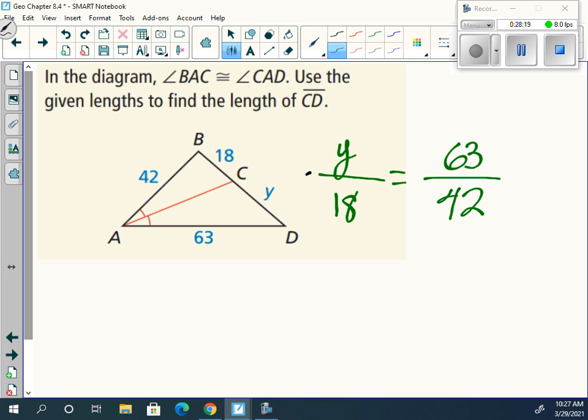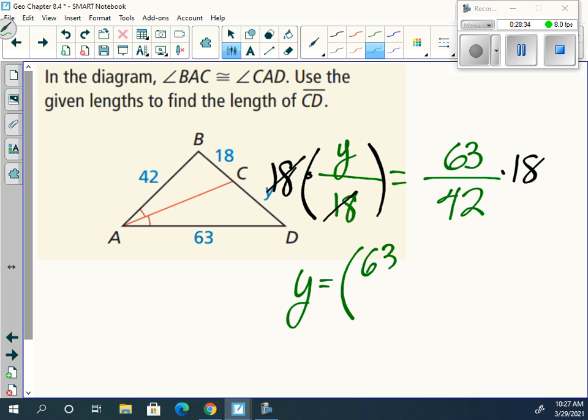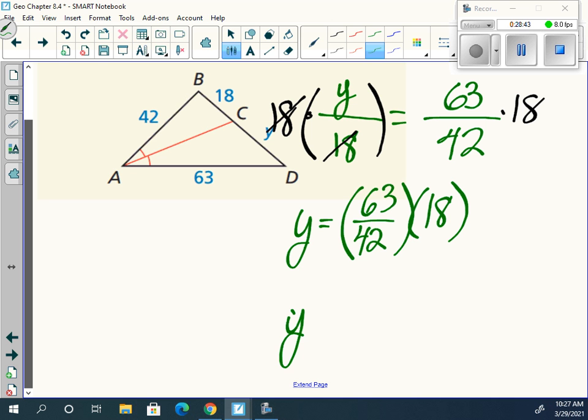All right, we need to get the value of y by itself, so we're going to multiply both sides by 18. As we multiply this side by 18, it simplifies that down, giving us y by itself is equal to 63 divided by 42 times 18. That'd be an interesting calculation if it did work out that way.